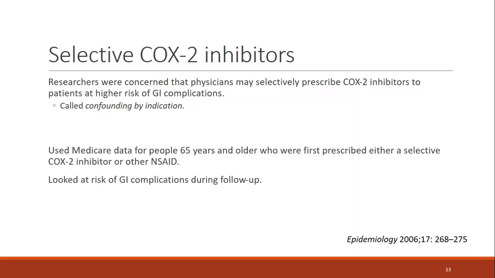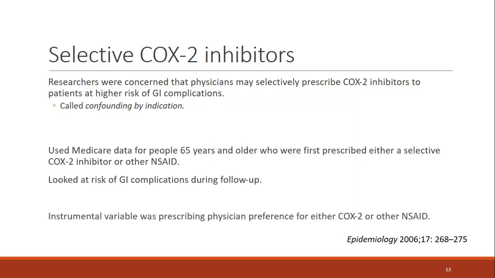What they used as an instrumental variable was the prescribing physician's preference. Physicians tend to prescribe some drugs preferentially over others. Some were Cox-2 prescribers, others were not. So regardless of what type of patient it was, the assumption was that if the physician really preferred Cox-2s, they were going to prescribe Cox-2s. If they didn't, they would prescribe a different NSAID. And so the instrumental variable here for this study was, what was the physician's preference? Was it a Cox-2 physician or a non-Cox-2 physician? And so that was their instrumental variable.